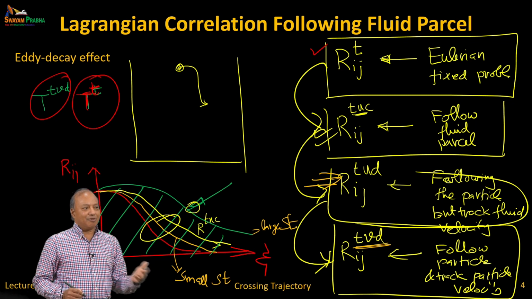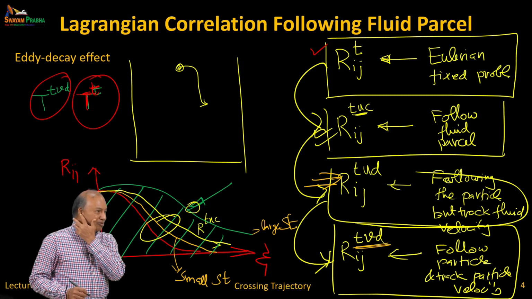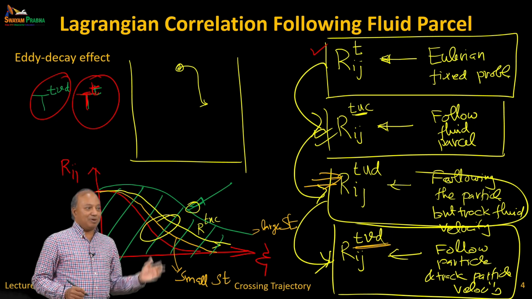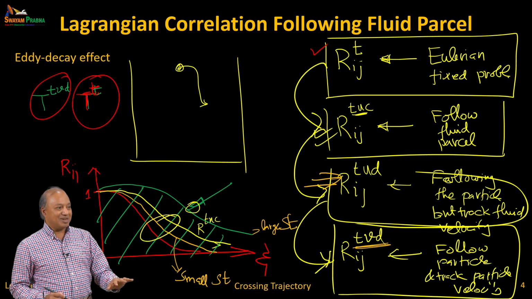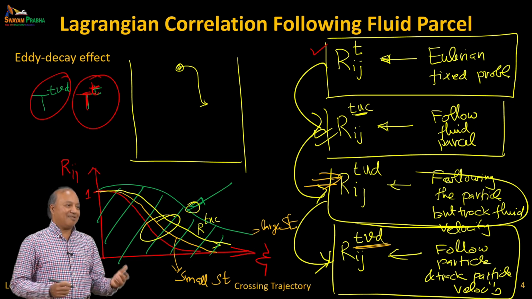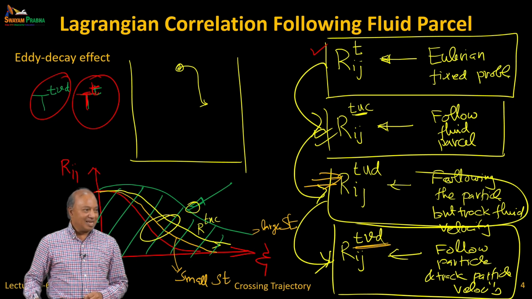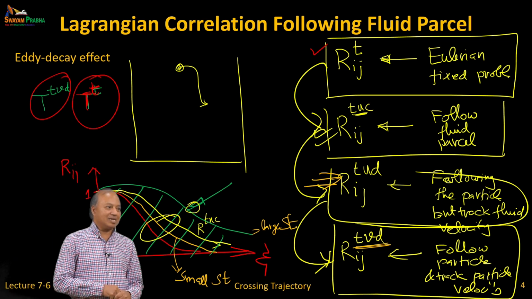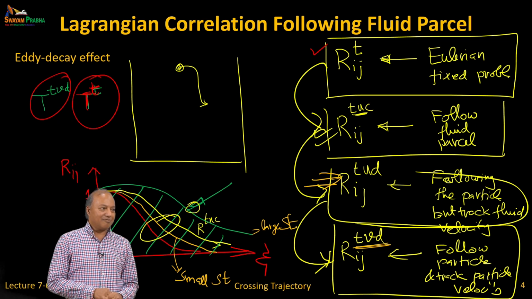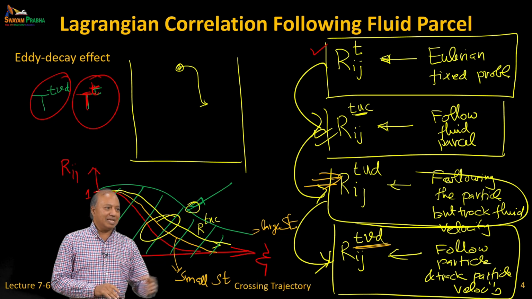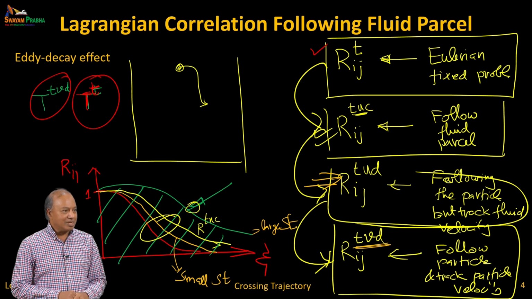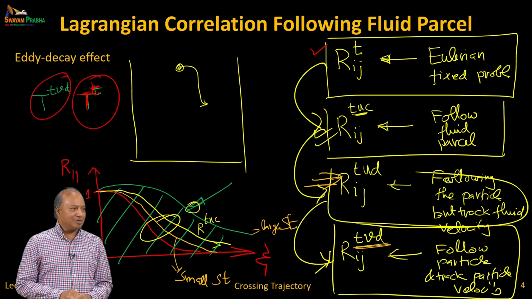But if you are going to follow the particle, you will lose something because of the crossing trajectory, but you will gain something in terms of the inertial effects. So a lot of complex process. You can read the papers by Wang and Stock, and there are lots of really good references. They are given in my book. I have never worked on this, but they have done a good job.